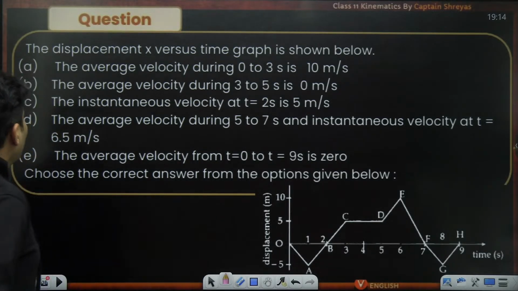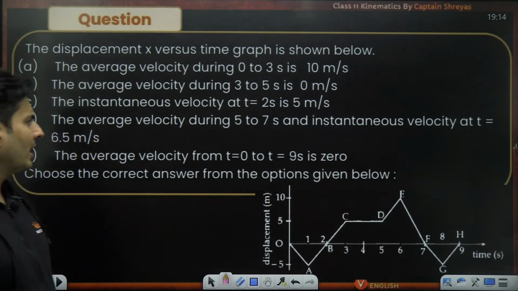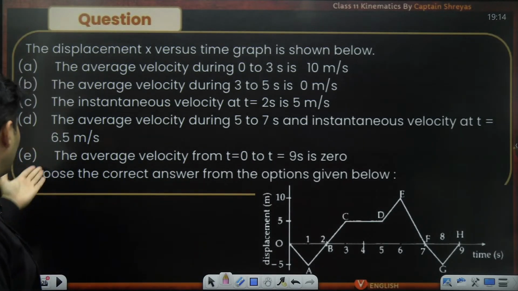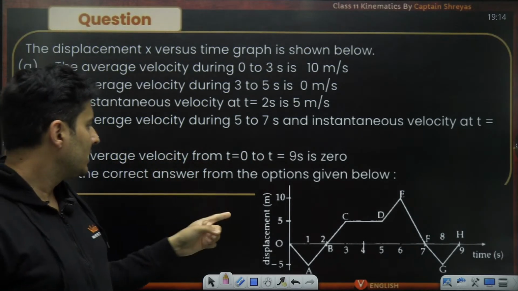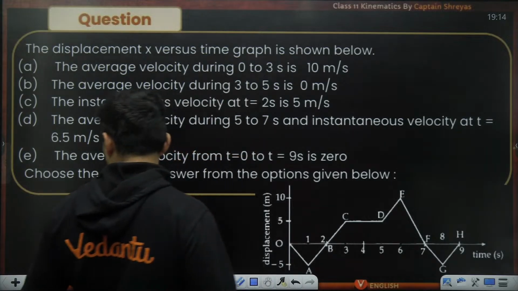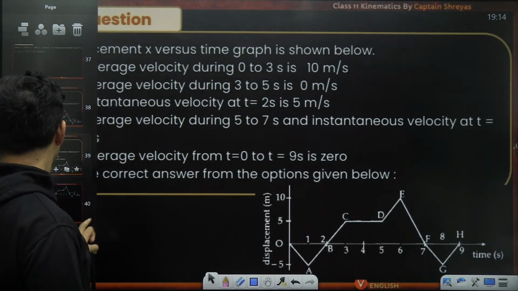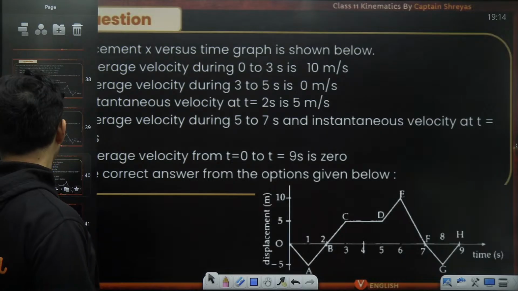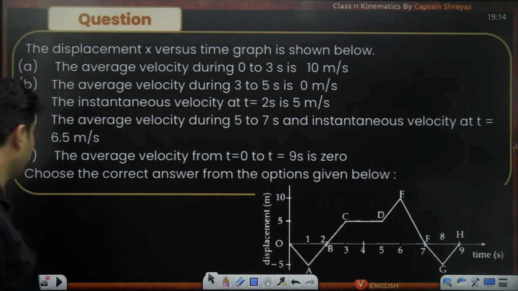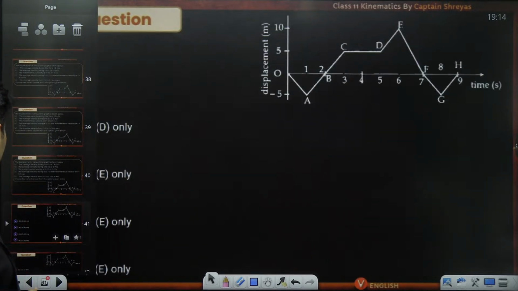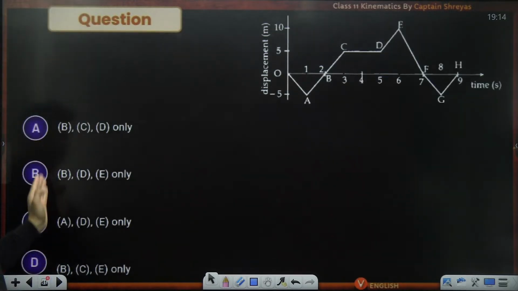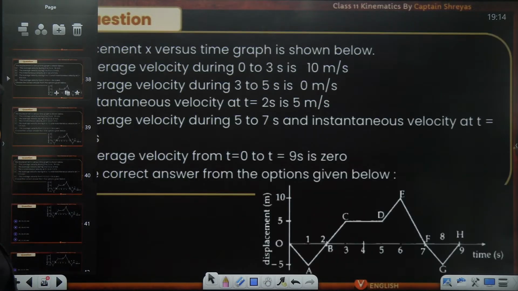Okay. So let's do this. At least few options, so we can do it directly. I mean, like, look at it. Average velocity from 0 to 9 is 0. 0 to 9. So let me make multiple things over here. And I think the options are given on the next slide. Okay. BCD, BDE, ADE, BC, etc. Okay. So let's see one by one.